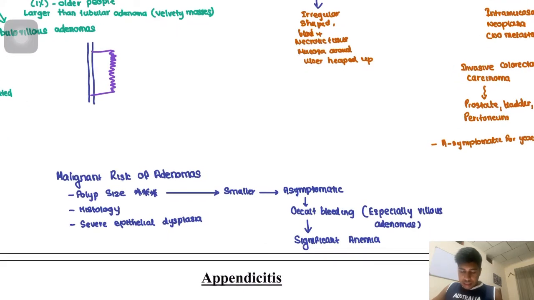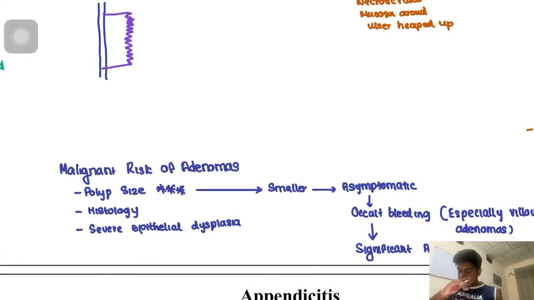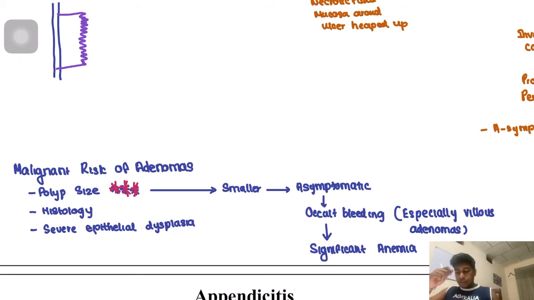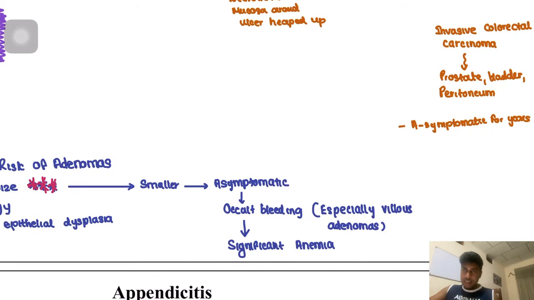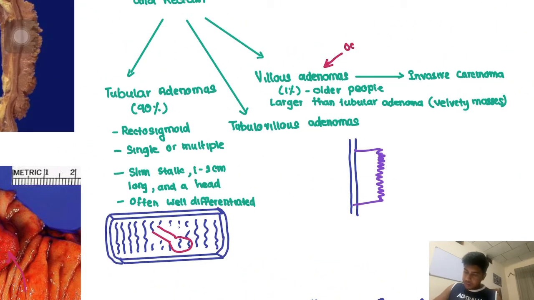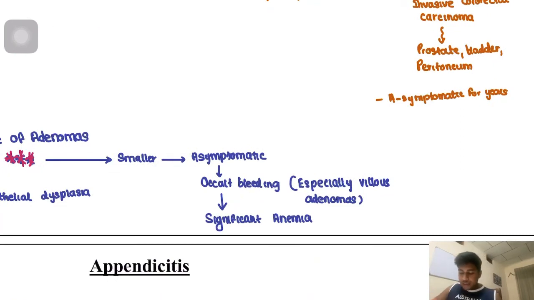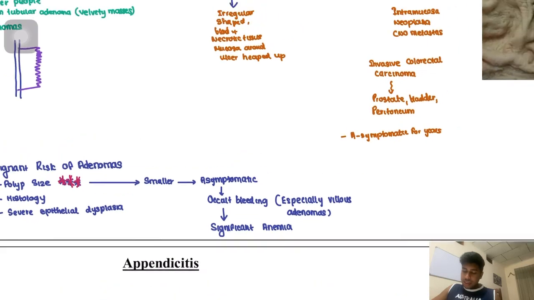Malignant risk of adenomas depends on the polyp size. This is important. The risk of the adenoma becoming malignant depends mainly on the polyp type, the histology, and severe epithelial dysplasia. The main thing is the polyp type. But the problem is the smaller ones are usually asymptomatic, and then you will have occult bleeding. What is occult bleeding? That is basically bleeding which you cannot see to the eye. You get it especially with villous adenoma. And that can actually lead to significant anemia because you don't know that you're bleeding.